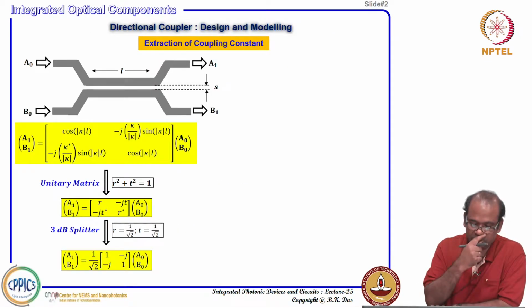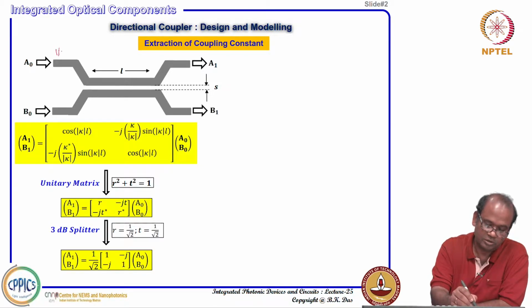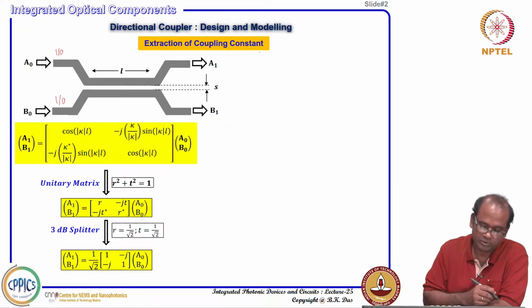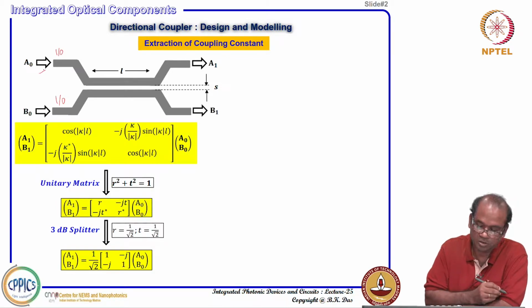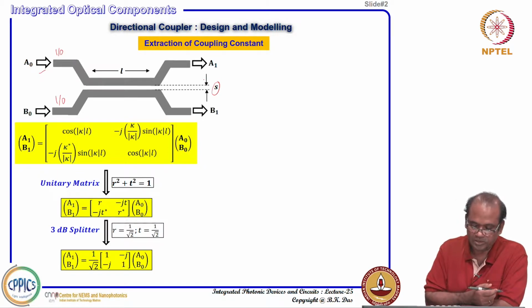So, let us start with a simple structure. This is our directional coupler, this is the input waveguide, optical input and optical output. We can launch from these two ports A0, B0, and then in the output we get A1, B1, and we maintain a distance between the parallel coupled waveguides in the central region of length L with a separation of S. In that case we know we can write the transfer matrix form.